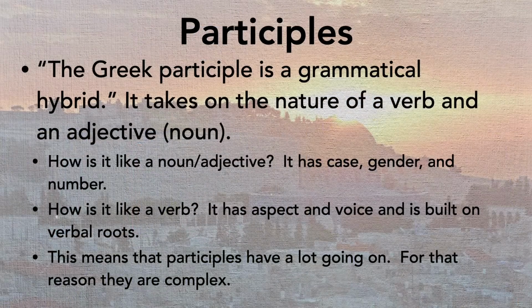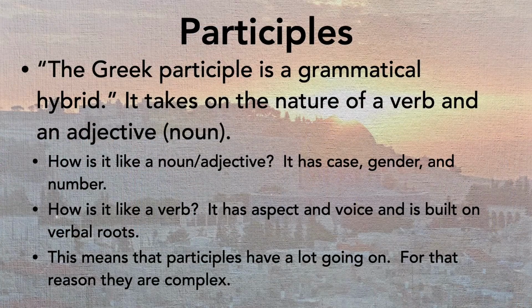How is it like a verb? Well, it has aspect and it has voice, just like verbs we've been learning, and it's going to be built on verbal roots. So think about this for a second. We're taking a verbal root that has aspect and voice and those tools we've learned, and then we're going to take case endings with case, gender, number, and all that, and we're going to push those together, okay? That's the synthesis of what we're doing this class period and for the next couple class periods with participles, okay? So this means that participles have a lot going on. They have kind of two different worlds that are colliding, and for that reason, they're complex, okay?